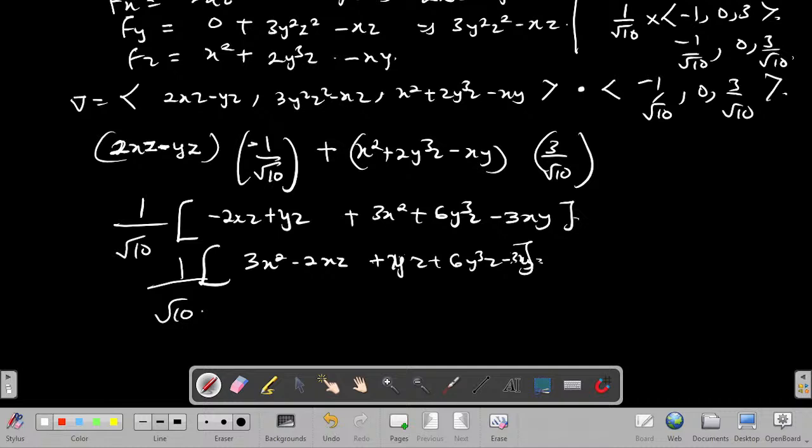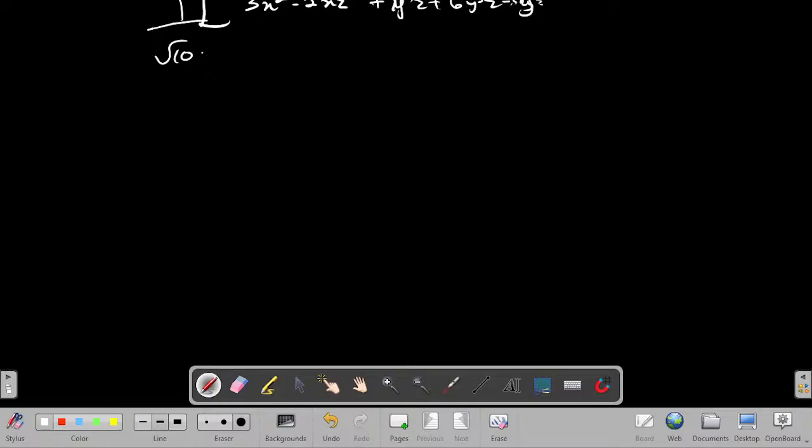Your gradient function dots your directional vector, where your directional vector is a unit vector. Please take note of that. Let's talk about this theorem here and one beautiful application of directional derivatives. So there is a theorem.